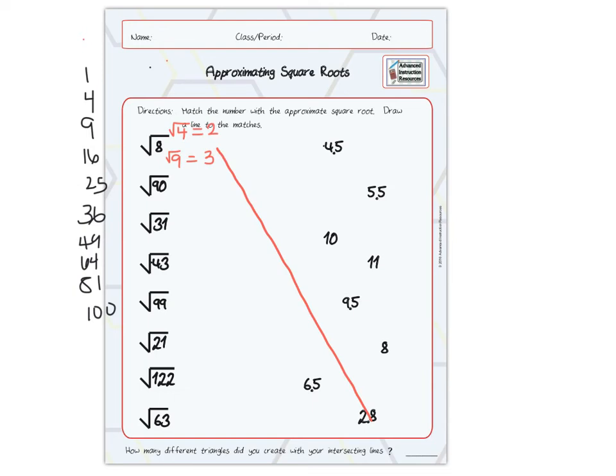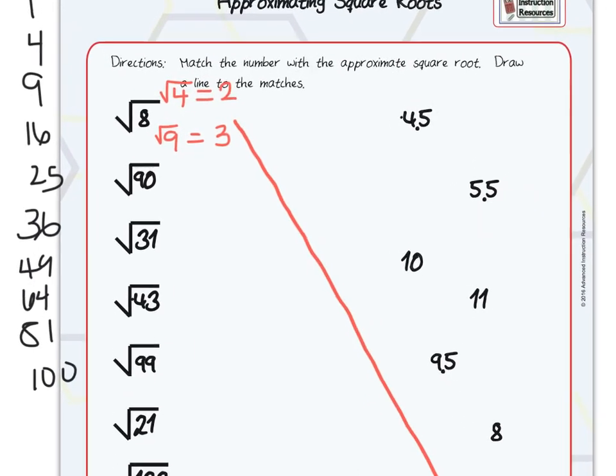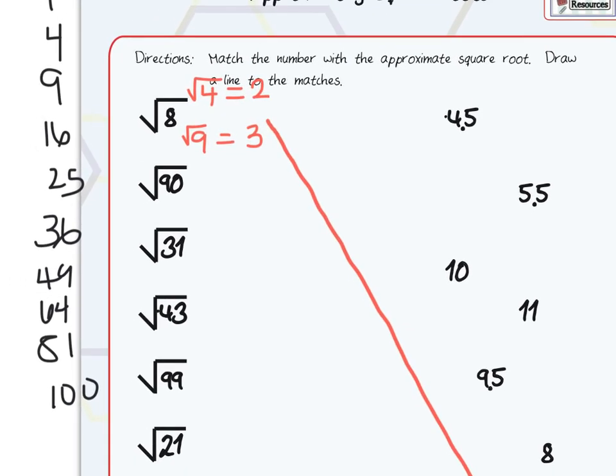Let's go ahead and try the next one. We have the square root of 90. We know 90 comes between 81 and 100. So 90 comes between the square root of 81 and the square root of 100. The square root of 81 is 9. The square root of 100 is 10. So we're looking for a number between 9 and 10. And that would be this number right here, which is 9.5. That's between 9 and 10.